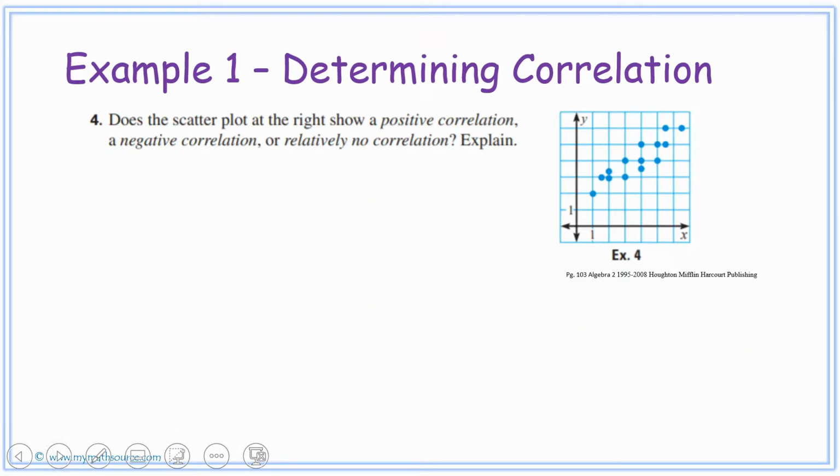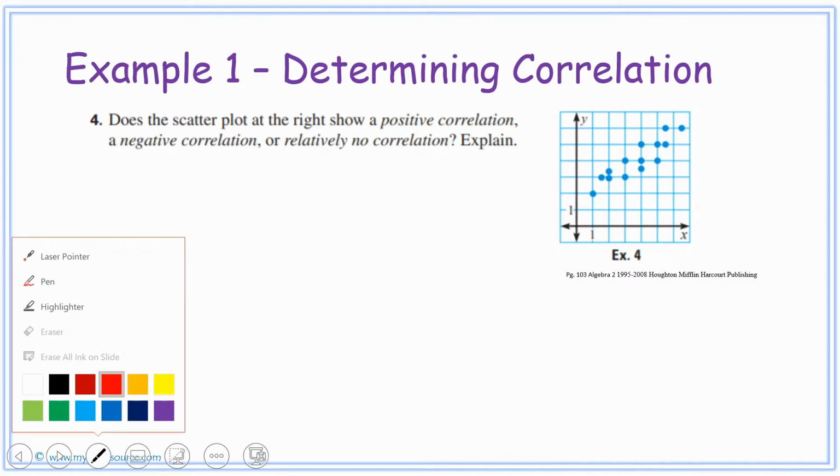All right, so let's do an example of one of those things. We're going to determine the type of correlation. Just looking here, does the scatter plot at the right show a positive correlation, a negative correlation, or relatively no correlation? And just give an explanation why. All right, so we're just going to do that together.